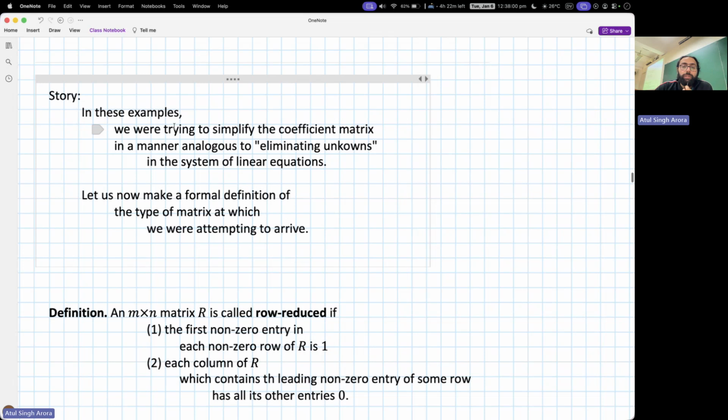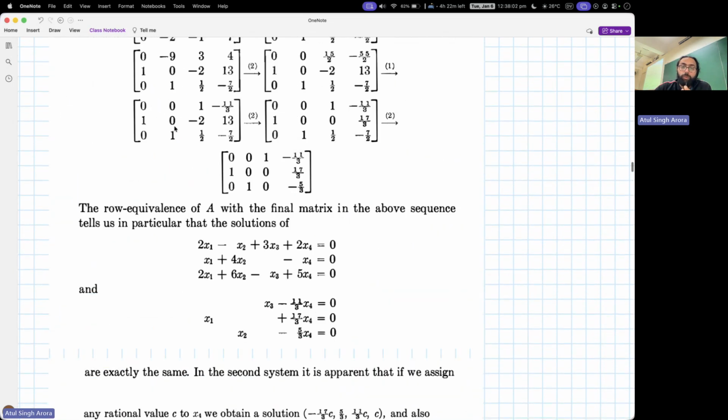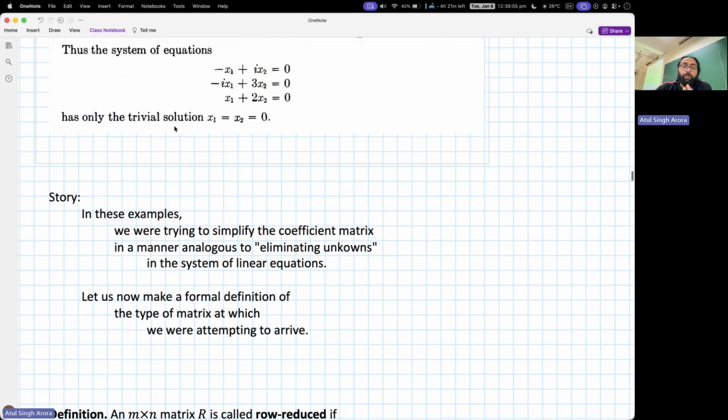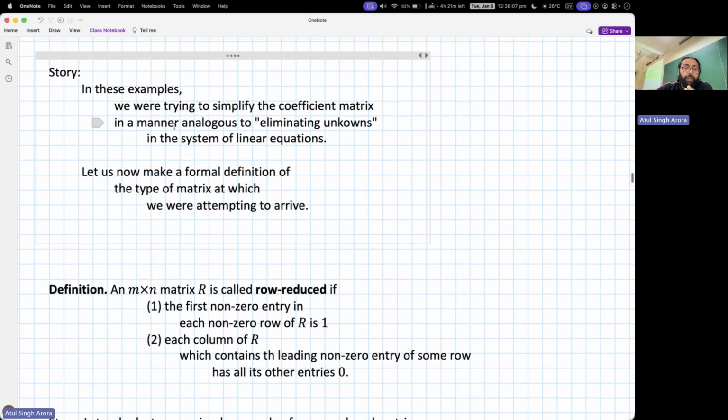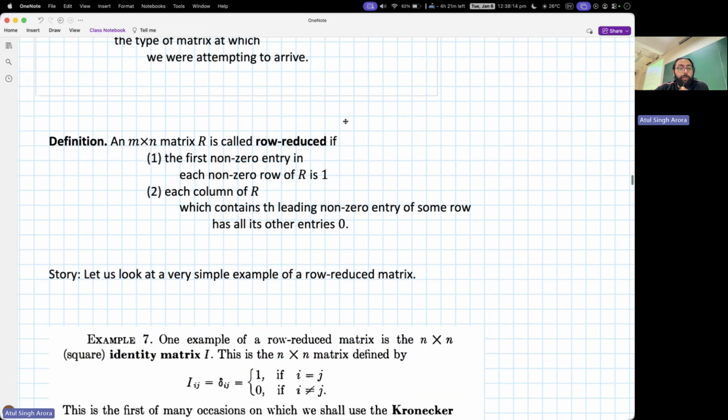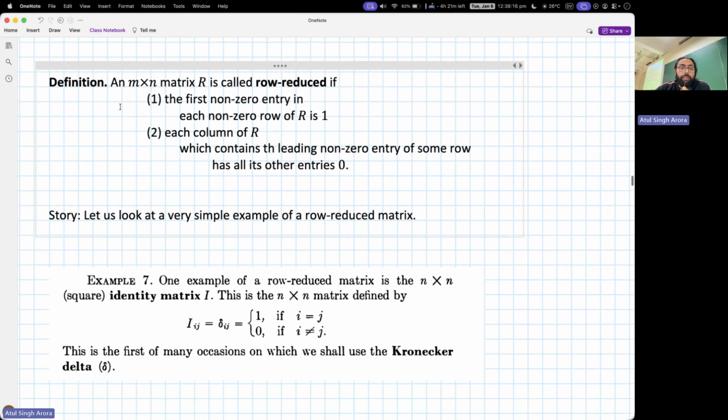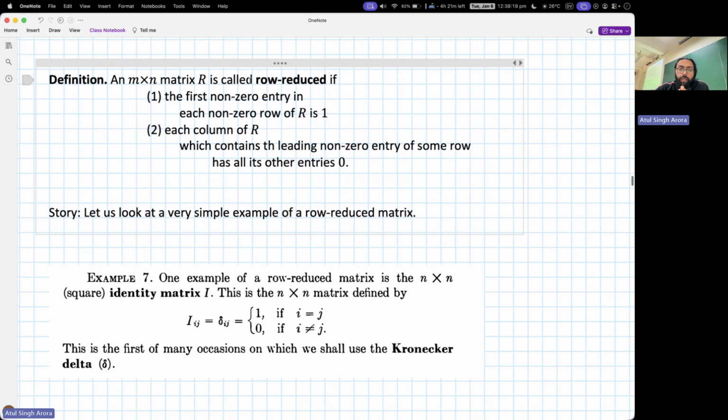So now, this is intuitively what we want to do, but we can more formally write down what this procedure is, this eliminating of unknowns. Let's try to formalize this. We say that a matrix R is row reduced if the following two conditions hold. The first is that the first non-zero entry in a non-zero row has to be 1. This is what we were doing intuitively.